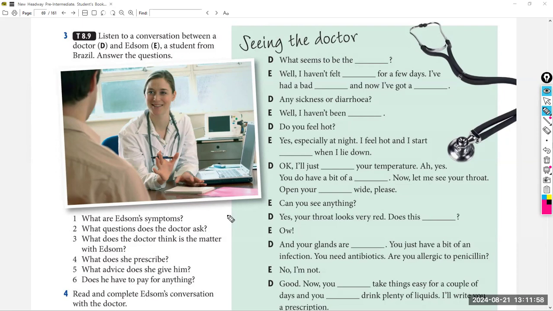Okay, so this is it. After listening to the recording, now let's answer question number 1. What are Itsum's symptoms? Please write your answer down because we have to listen again to the recording just to check if your answer is correct or not.